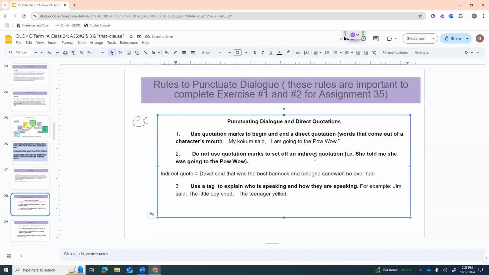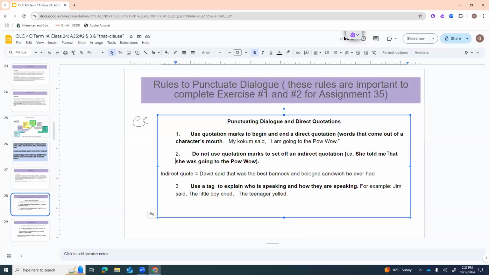I'm not going to use quotation marks if I set off an indirect quotation. Remember, we were talking about that clauses. She told me that she was going to the powwow. In this case, I'm not using her exact words, so I don't need to use quotation marks. Another example would be David said that that was the best bannock and bologna sandwich he ever had. Okay, no quotation marks needed if it's not exact words.